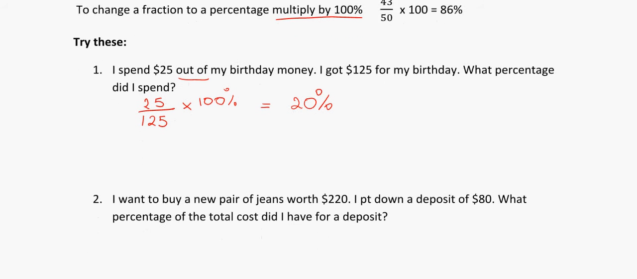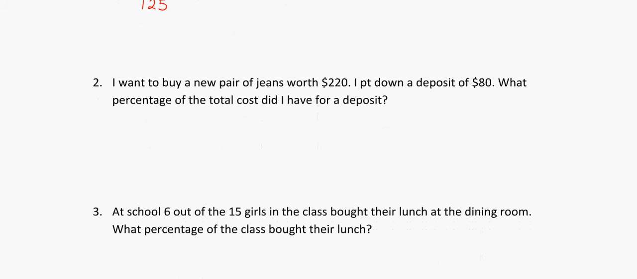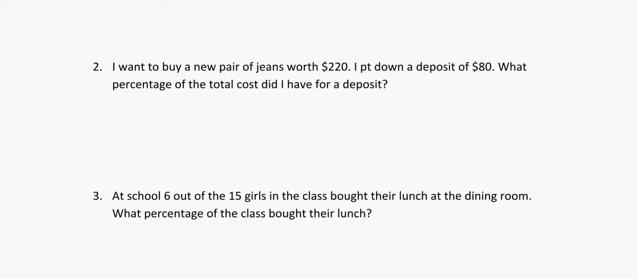Right, question 2. I want to buy a new pair of jeans worth $220. I put down a deposit of $80. There should be a U in there. What percentage of the total cost did I have for a deposit? So you put down a deposit of 80 out of the whole 220. So make your fraction 80 out of 220 and change it to a percentage.